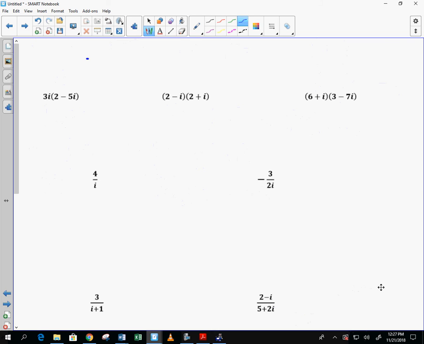And this will take us to the end of our day. 3i times 2, 6i, minus 15i squared. What is negative 15i squared? Positive 15. So you write it as 15 plus 6i. See if you can do the next two on your own.